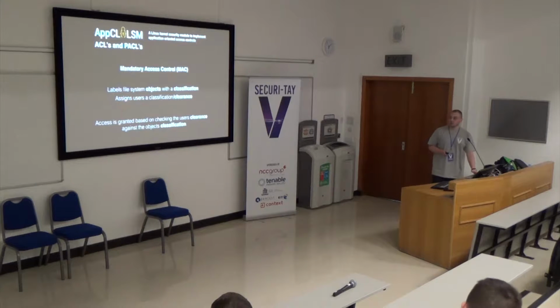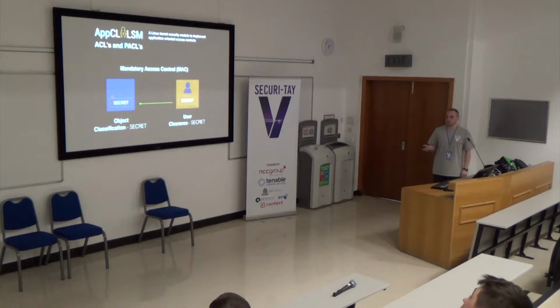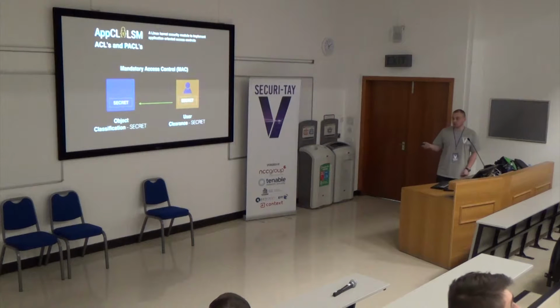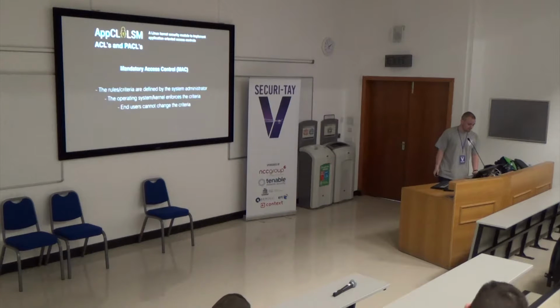So mandatory access control labels file system objects, so our files, directories, with a classification. It then assigns a user a classification or a clearance. The access is then granted based on checking the user's clearance against the object's classification. So if we have an example here, we've got an object that has a classification of secret, and we've got a user that has a clearance of secret. That user is able to access that file under MAC. If that user had a clearance of guest and wasn't able to access objects with the classification of secret, they would then not be able to access that file.